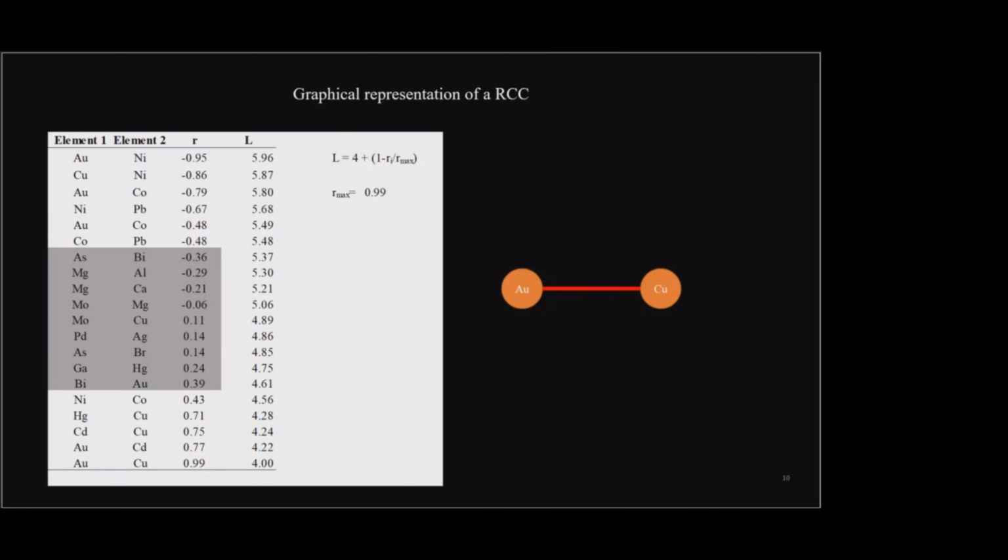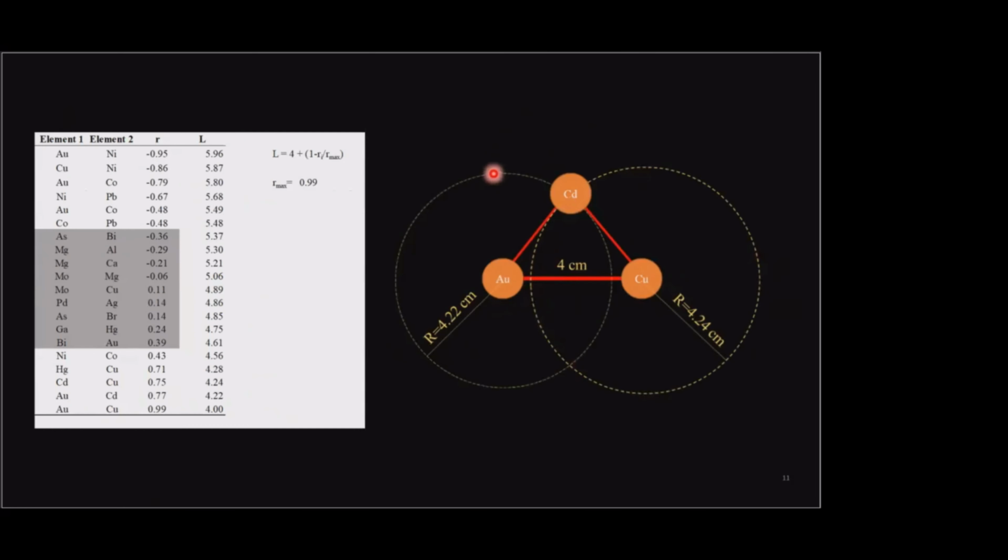We take our circle and we make 2 circles, one of 4.22, one of 4.24, and in that place where both circles intersect, that will be the position for the cadmium. You, of course, could have put the cadmium down here, but I always tend to construct the graphic towards the upper part of the sheet of paper. And again, all these correlations are significant and are positive. That is why they are joined by a red continuous line.